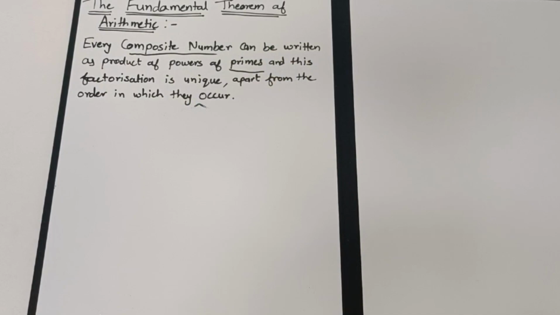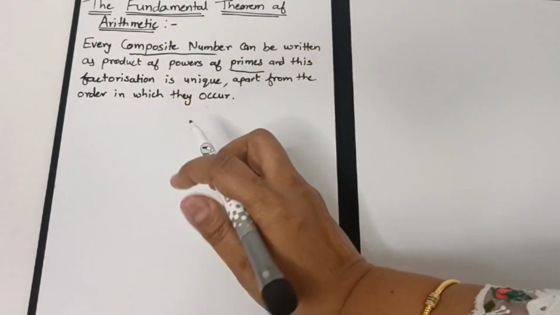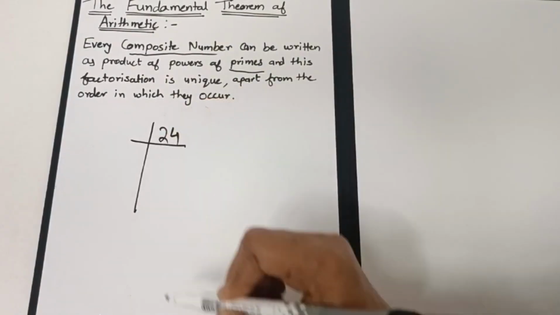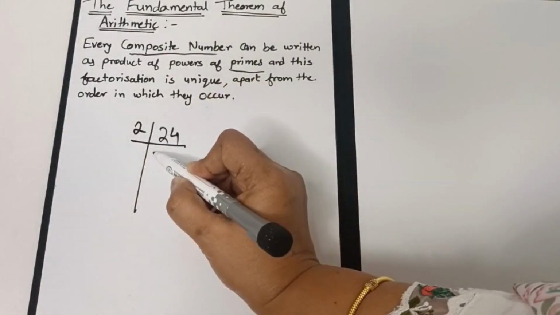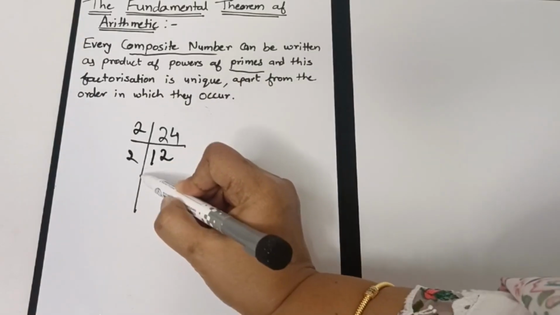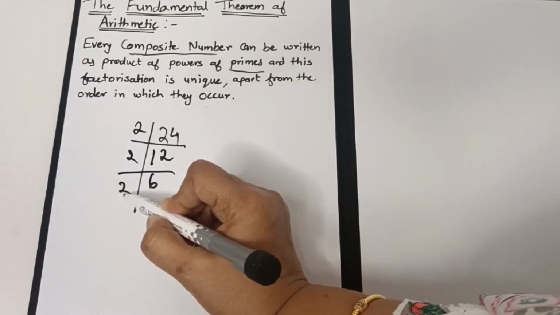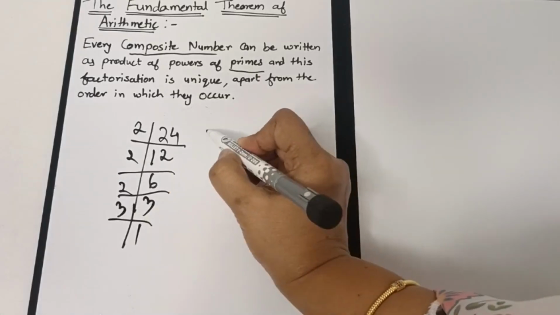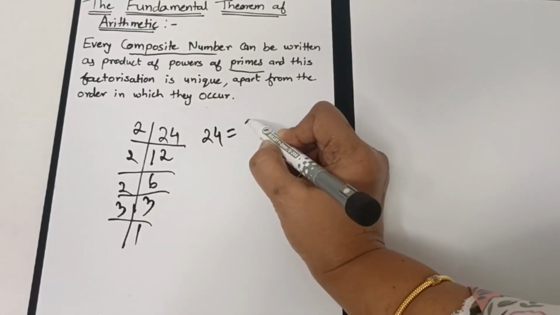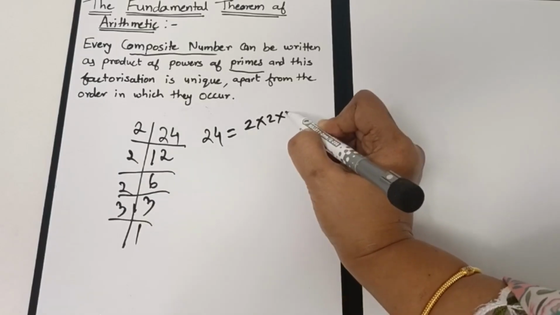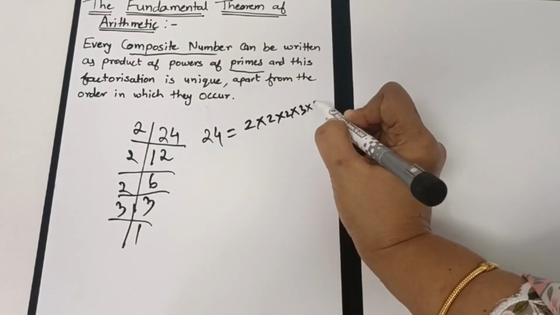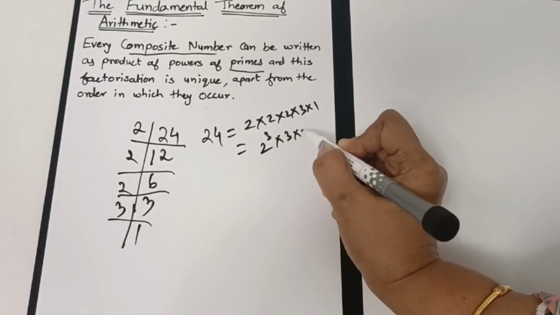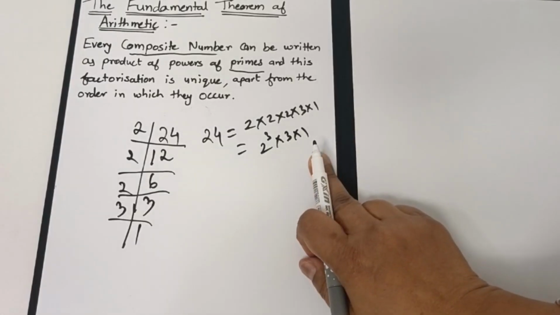Okay, let us take one number, that is 24. We'll try to factorize this number. It is divisible by 2, so 12, then 2, so 6, then 2, so 3, and 3, 3, 1. So I can write 24 as 2 into 2 into 2 into 3 into 1. That means it is 2 cube into 3 into 1. So it's a composite number.